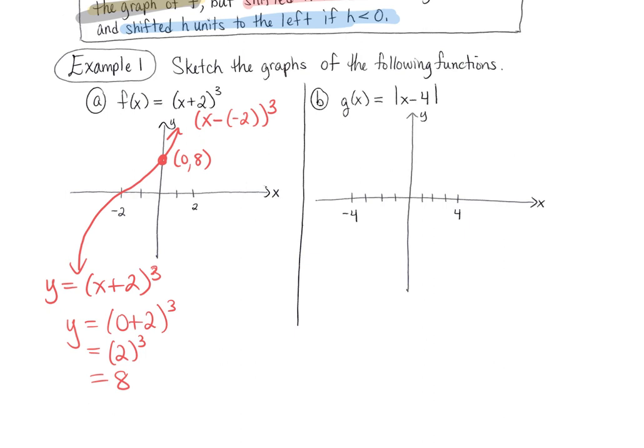What questions do you have? Okay, so that is x plus 2 quantity cubed. Now, take a minute and graph g of x equals the absolute value of x minus 4. What do you think is going to happen? I'm going to give you time to graph it, but I'm just asking you, what do you think? Go ahead.